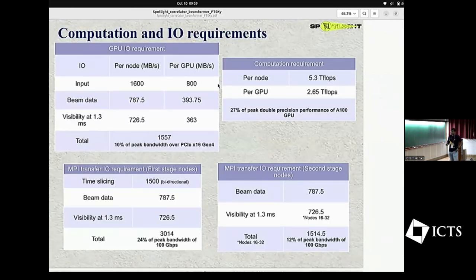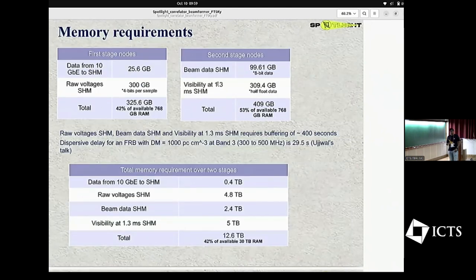So these computational and IO requirements, I will not go into detail, but all the computation and IO requirements are within the capability of the system. And we have huge memory requirements because we are buffering the beam data, baseband data, everything, for the FRB pipeline to detect it and then go back and record the same visibility and baseband data. That is why we need a huge amount of RAM, and that is also accounted for and within the limit.